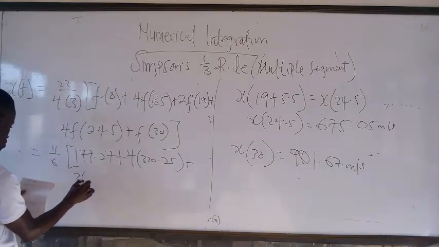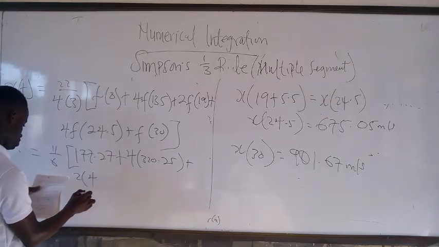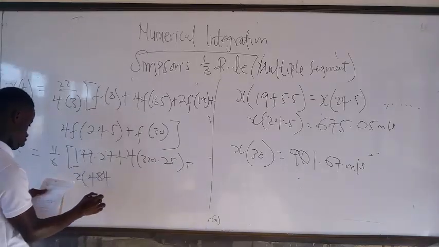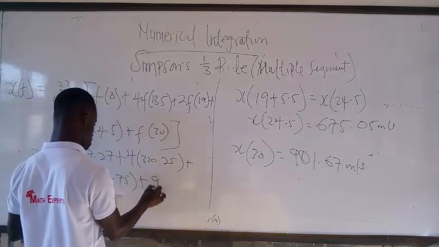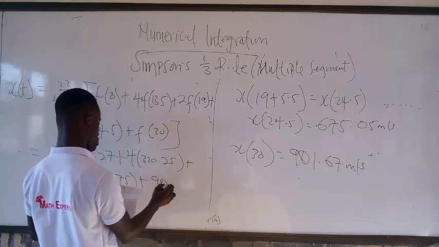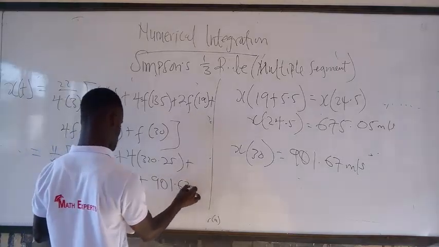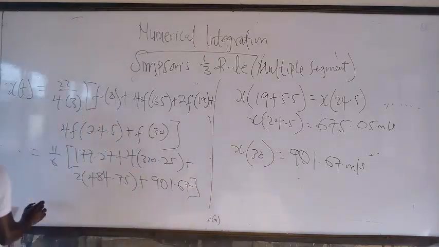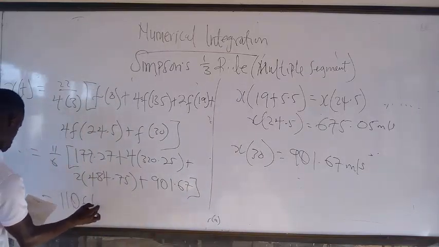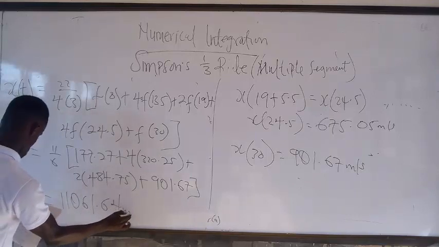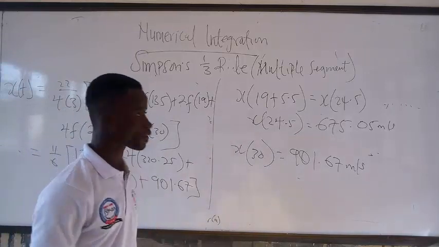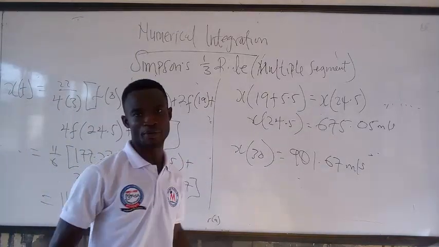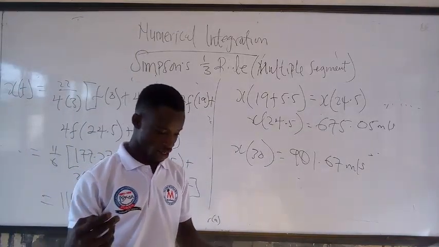Plus 2 multiplying 484.75 plus 901.67. And when you compute this, you're going to get 61.64. Alright, so that's going to be the answer for that. Now, I'll be back for the B and the C.